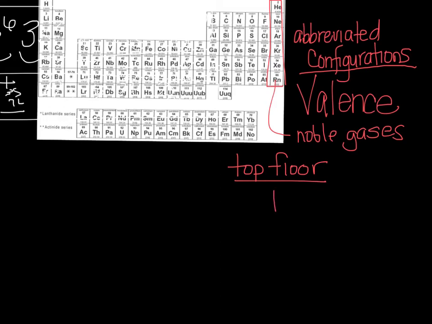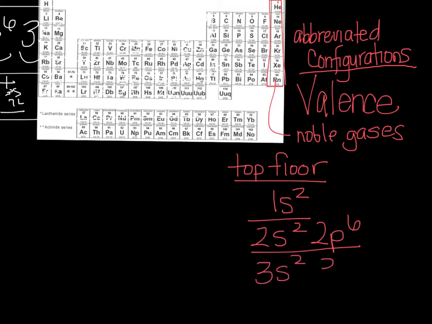So in other words, helium, if you recall, on the first floor we have 1s. Helium's full, it's 1s2. If we look at neon, our next one, it ends with 2s2, 2p6. So guess what? The second floor is full. If we go to our next one, argon ends with 3s2, 3p6. The third floor is full.